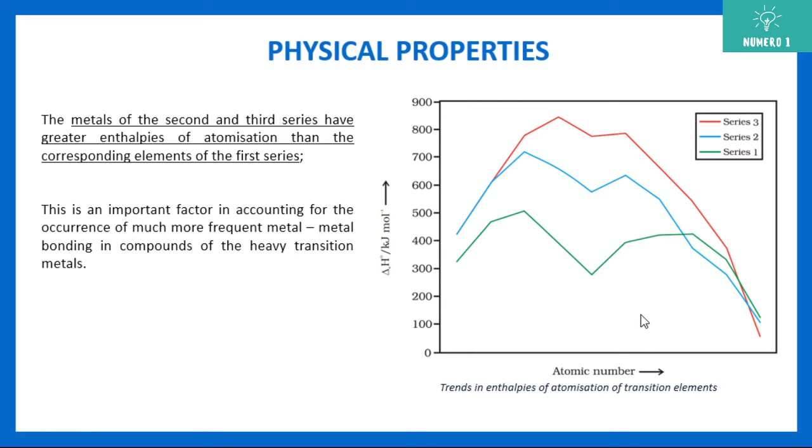Also you can see that this is an important factor in accounting for the occurrence of much more metal-metal bonding in compounds of heavy transition elements. Since they require more energy, they have more frequent metal-metal bonding.